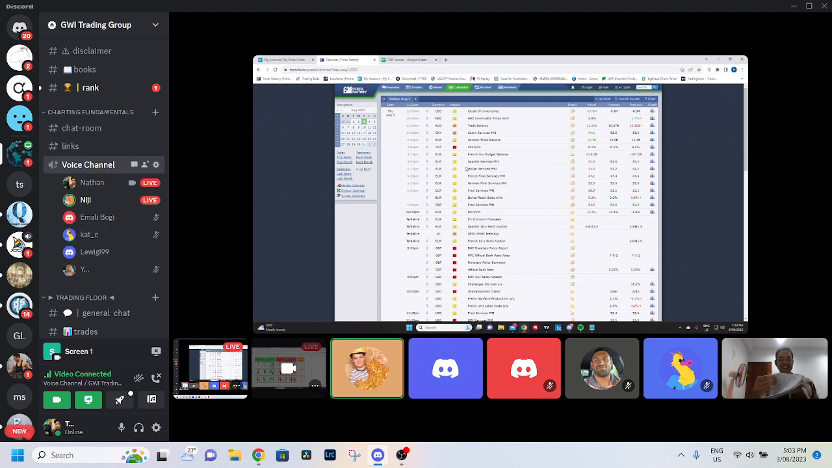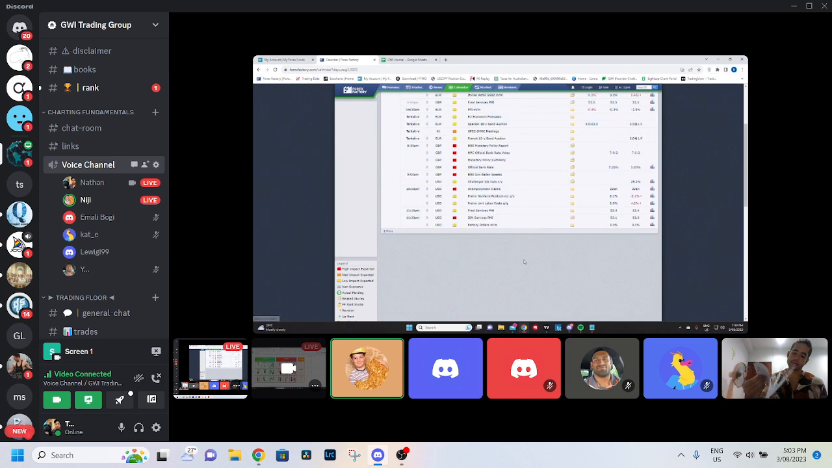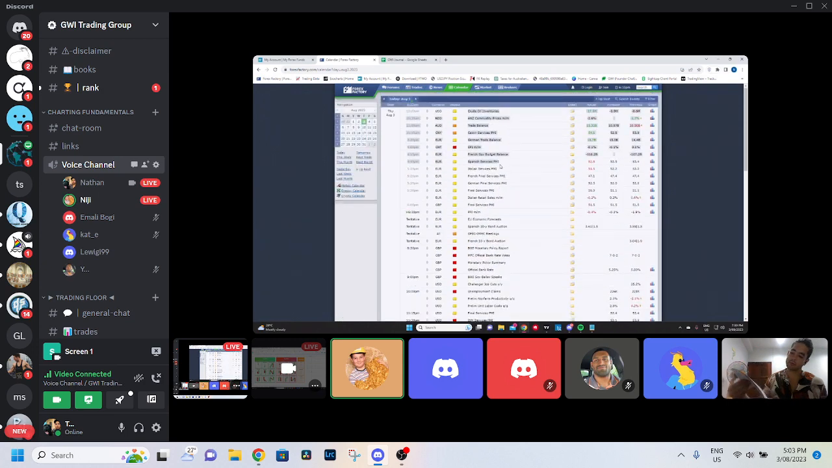This website pretty much tells you all the news that is going to come out today. You have 3 different types of folders: yellow, orange, and red. Yellow means it's going to have minor impact. Orange means it's going to have a regular, normal impact, so you can expect price to move. And red means it's going to have a big impact.